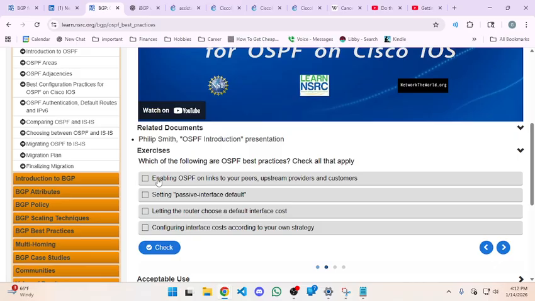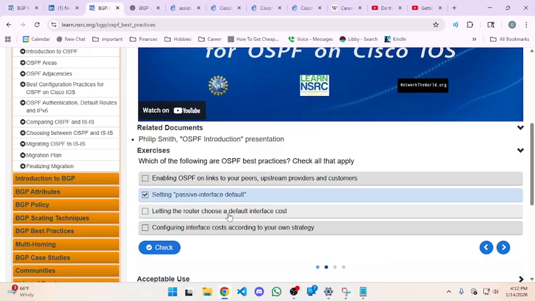All right. Which of the following are OSPF best practices? Check all that apply. Enabling OSPF on links to your peers, upstream providers, and customers. Nope. Setting passive interface default. No, actually, no. This is good. And then you make it unpassive when you want to.